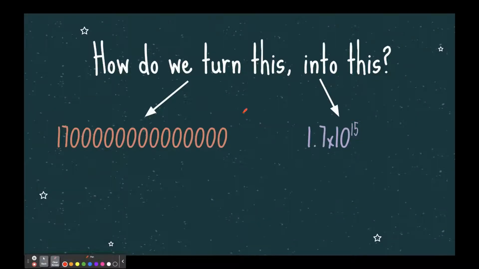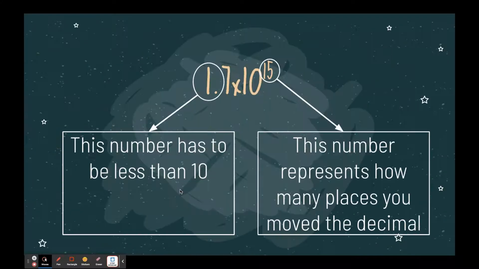Okay, so we are going to move our decimal, and we want to move it to a place where the number that we end up with is less than 10. That's really the only rule. So we don't want to put a decimal right here, right? Because then we're going to end up with 17 times 10, and we don't want this. We want a number that's less than 10. Now that 15 is simply the number of places that we moved our decimal. That's really all it is, we're just moving the decimal.